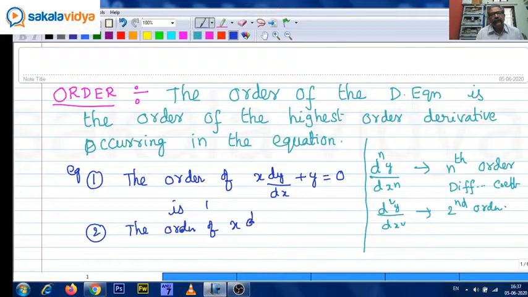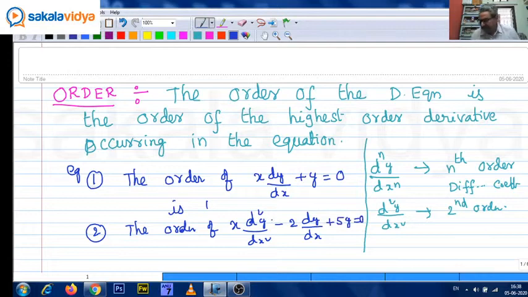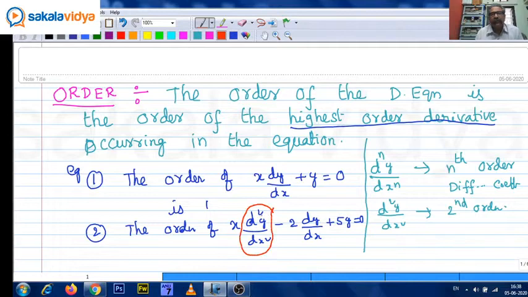For example, the order of x d2y by dx square minus 2 dy by dx plus 5y equals 0. In this, what is the highest order derivative? You need to check. The highest order derivative is d2y by dx square. The 2 in d2 means the order is 2. We need to write order is 2.